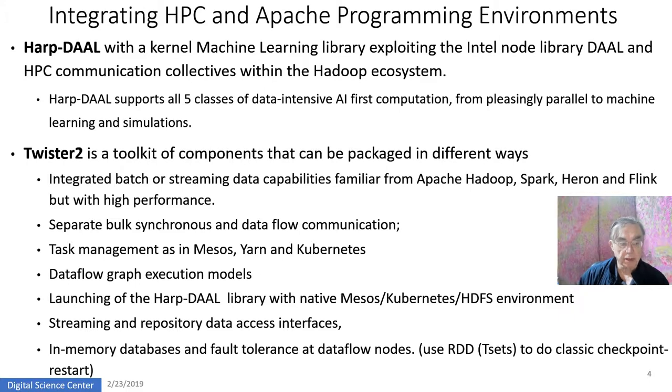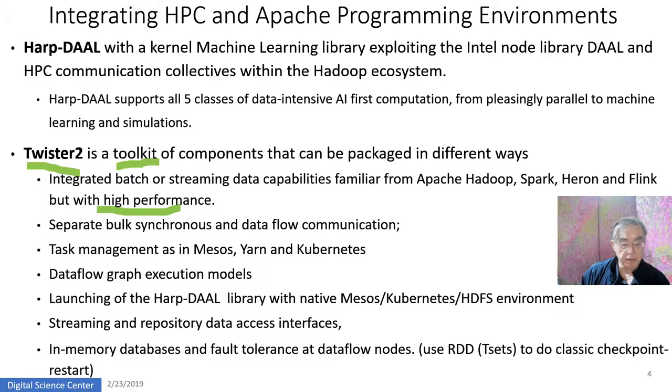But we'll be looking here at Twister2, which has various features. It tries to be a toolkit, although we haven't actually exploited that so far because we haven't built enough tools yet to tell you the difference between a system and a toolkit. It can be packaged in different ways so that you can either get a Hadoop-like capability, Spark, Heron, or Flink. And in each case, you get high performance.